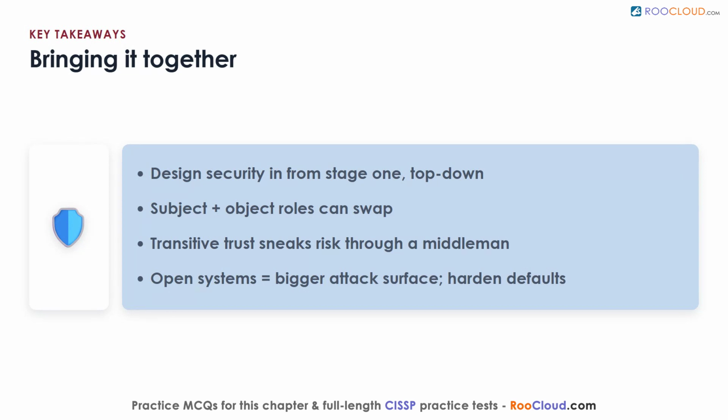Access always involves a subject and an object, and those roles can swap between requests. Transitive trust lets risks sneak in through a trusted middleman. Open systems trade easy integration for a larger attack surface. And open source is a separate idea about visible code.